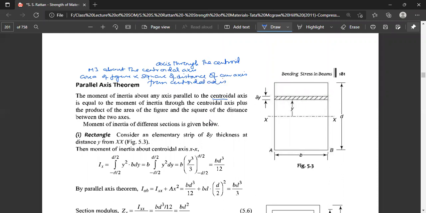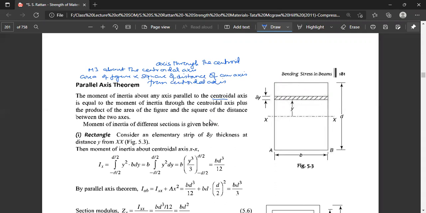So you have to know the moment of inertia about the central axis first. Then we need the distance, and then the area of the whole figure, as well as the distance from the axis to the centroidal axis. So the moment of inertia of various sections is to be calculated in the following way.